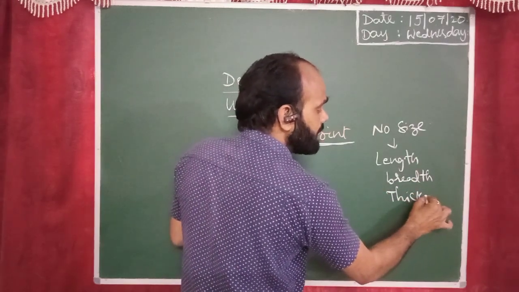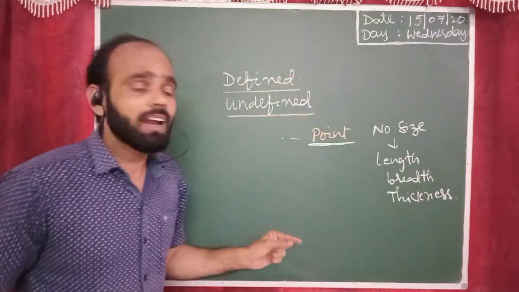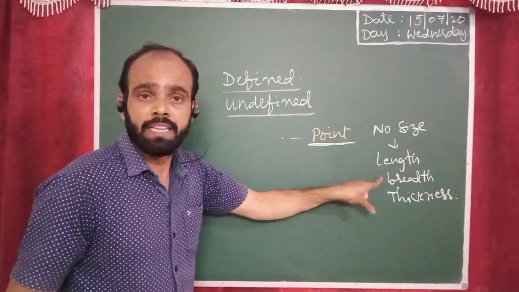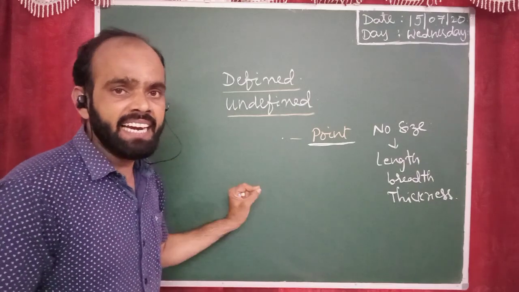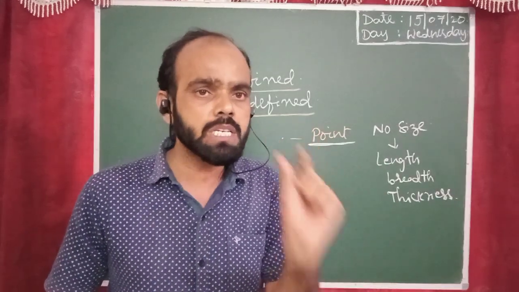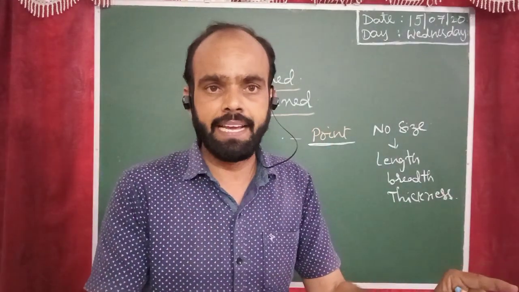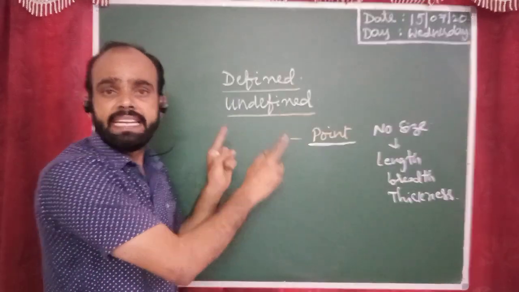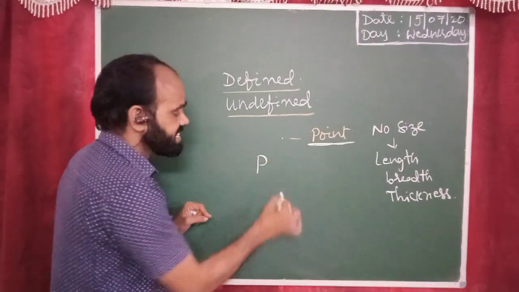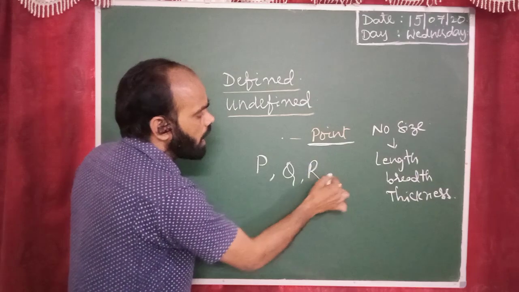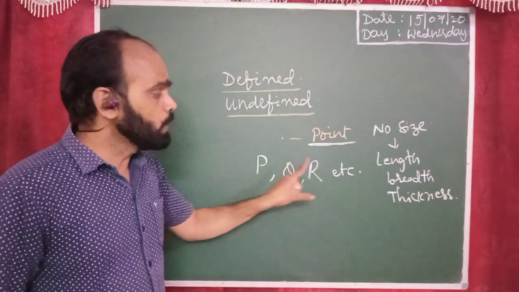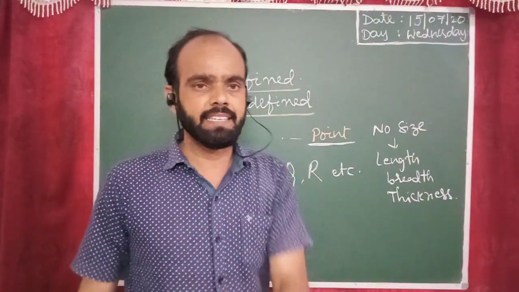Because, as I was saying already, this sharpness cannot be identified. So we can say there is no thickness, no length, no breadth. However, for identification purposes, we call it the space occupied by the sharp tip. Remember this word sharp. When we say sharp, it is not defined, and hence this term point is not defined. However, a point is in general denoted by an upper case alphabet like P, Q, R, etc. This is the first thing we have.